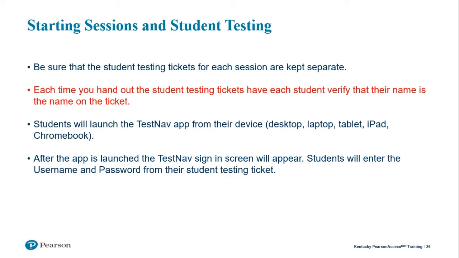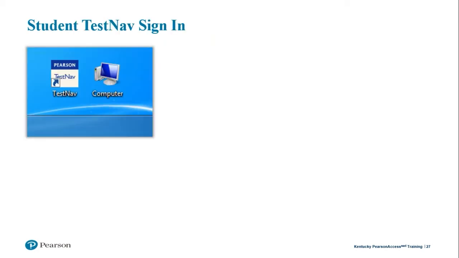After you've started the session, you're handing out the student testing tickets. It's very important to ensure that the student has the testing ticket with their name on it. So have the students verify that it is their name that is on the ticket. Once you've done that, students will launch the TestNav app from their device. After they've launched the app, the sign-in screen will appear and they will put in the information for their username and password.